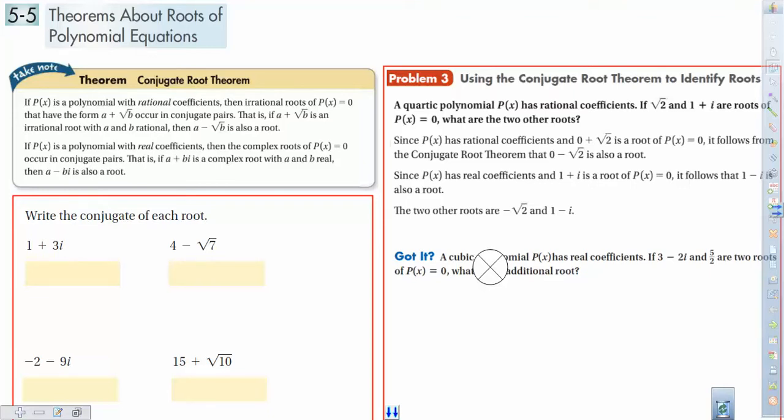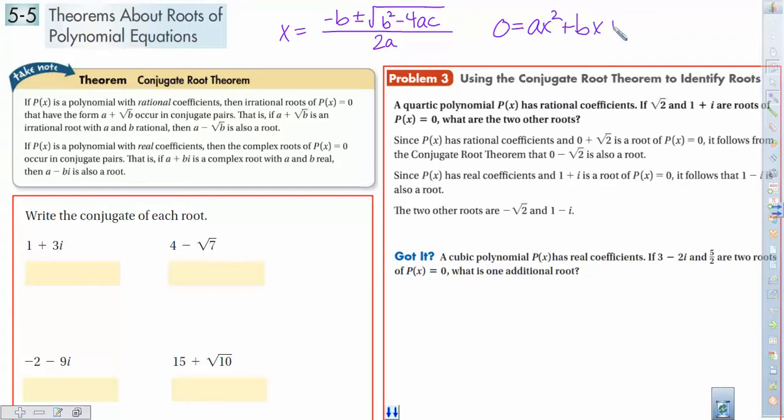The first thing I'd like you to think about is the quadratic formula. The quadratic formula looks a little bit like this, doesn't it? x equals the opposite of b, plus or minus the square root of b squared minus 4 times a times c, all divided by 2a, provided that we are solving this algebraic equation, ax squared plus bx plus c equals 0.